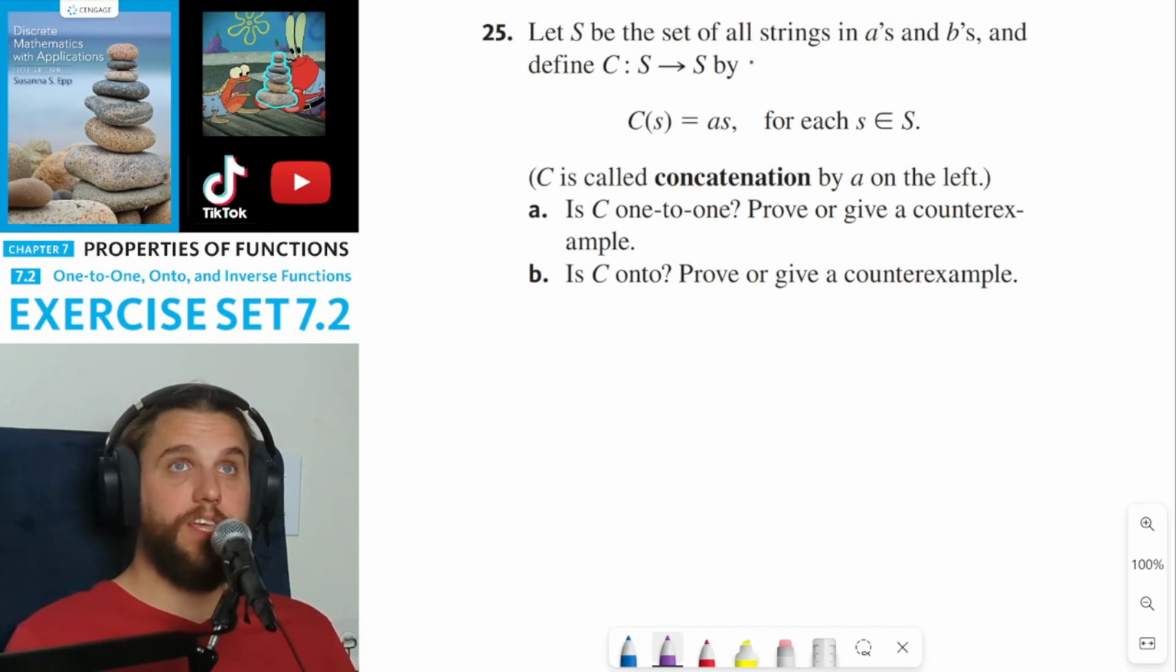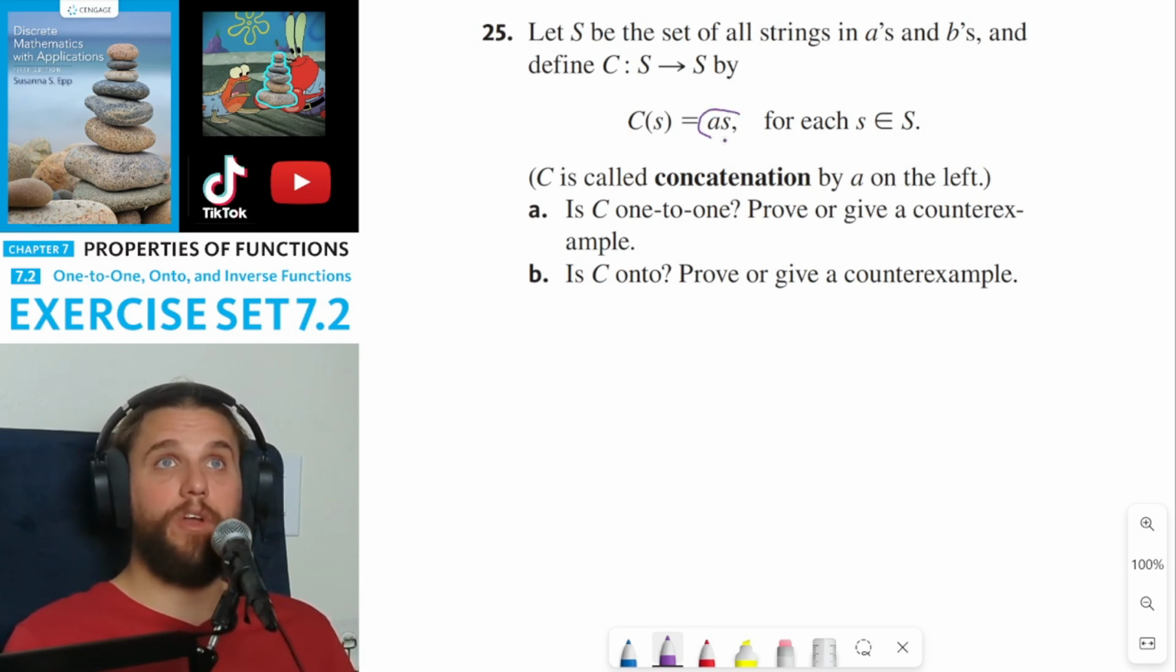Let S be the set of all strings in A's and B's, and define the function C from S to S by C of s equals As for each s in the string. C is called concatenation by A on the left.